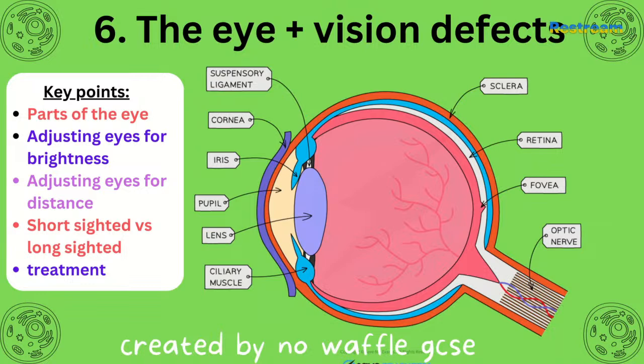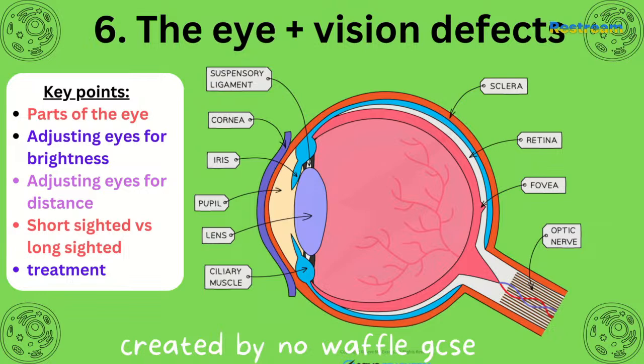Now, the opposite happens with short-sightedness. With short-sightedness, you're unable to focus on distant objects because the light focuses in front of the retina, so you therefore use a concave lens which curves inward so that you're able to see. And this is again called myopia.